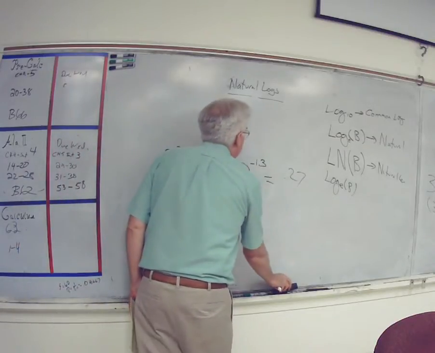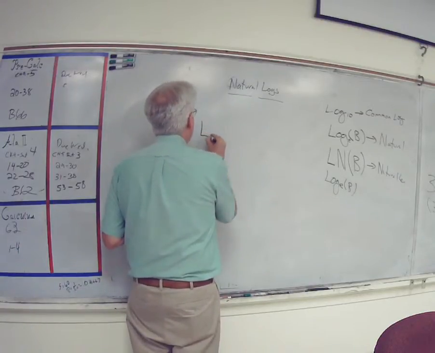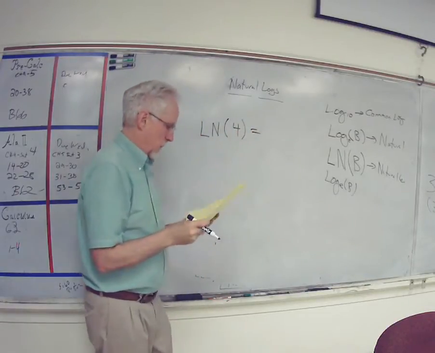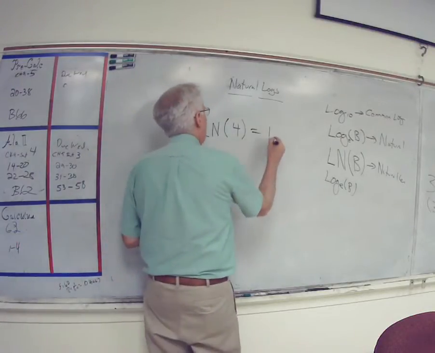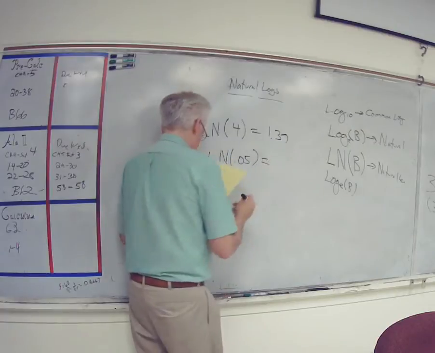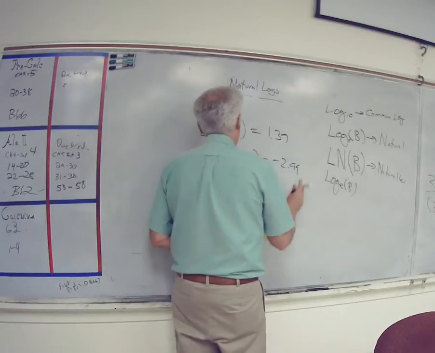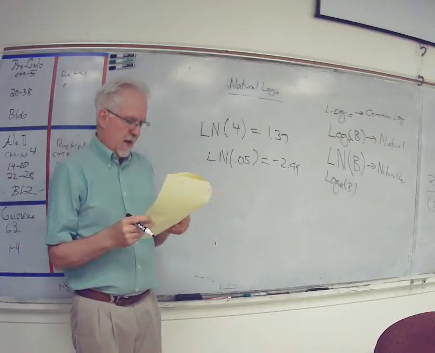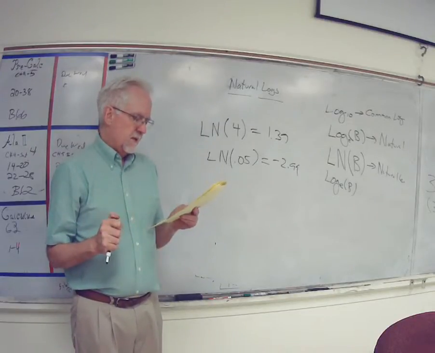Okay, well now let's try some natural logs. We're just getting comfortable using the calculator. So what if I had ln of 4? Okay, Jaden, what's ln of 4? 1.39. Josie, what's ln of 0.05? Negative 2.99. Okay, so you see that's pretty easy. We can do the e to the power, or we could do the ln. And the thing that you have to remember is that the ln is log base e.